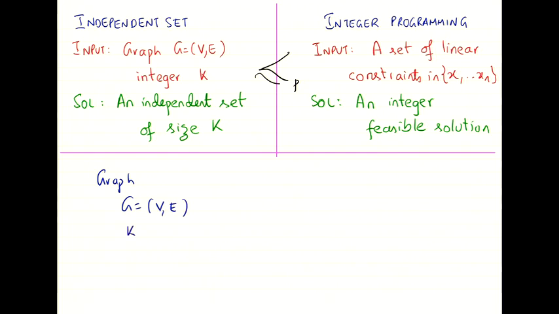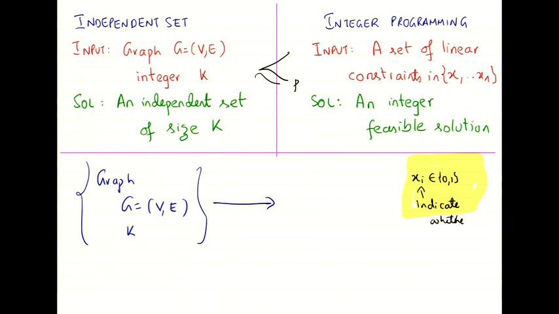You have a graph G equal to (V, E) and an integer k. You want to map it to a set of linear constraints. What you'd want is a variable xi, which is 0 or 1, and it should indicate whether the vertex i is part of the independent set.